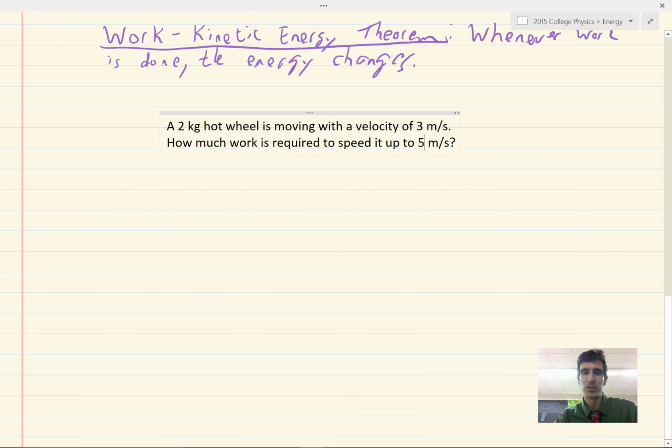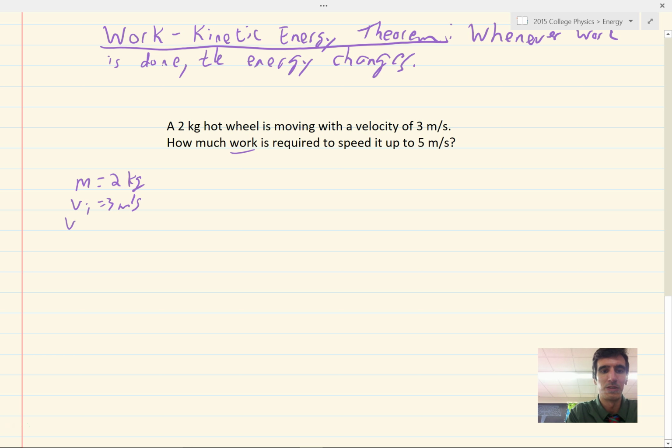Okay, so let's do one example looking at the Work-Kinetic Energy Theorem. A 2 kilogram Hot Wheel object, so we know the mass is 2 kilograms, is moving with a velocity of 3 meters per second. VI is 3 meters per second. How much work is required to speed it up to 5 meters per second? So VF equals 5 meters per second. And we just learned that work is equal to change in kinetic energy, which is equal to 1/2 mVF squared minus 1/2 mVI squared.